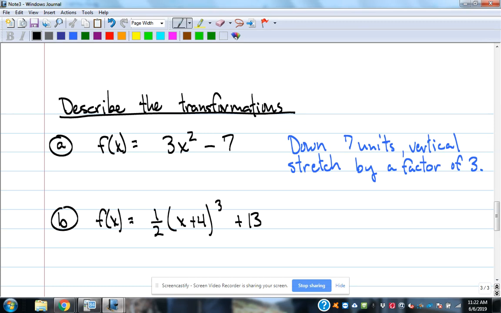So what does the plus 13 on the outside there do? Since it's on the outside, we know it's going to move it vertically or horizontally. Vertical is right, vertical because it's on the outside. So I know the 13, it's a plus 13, so it's going to shift it which way? Up 13 units. Up 13 units.